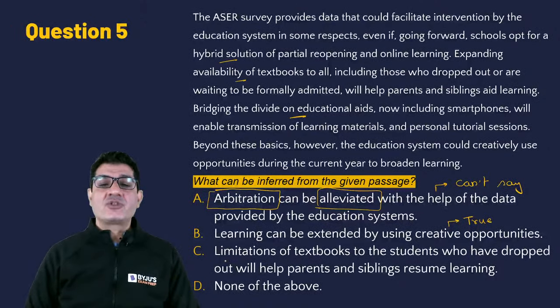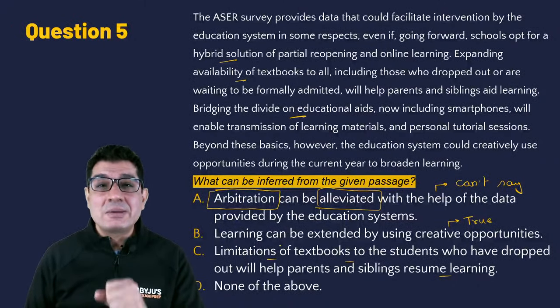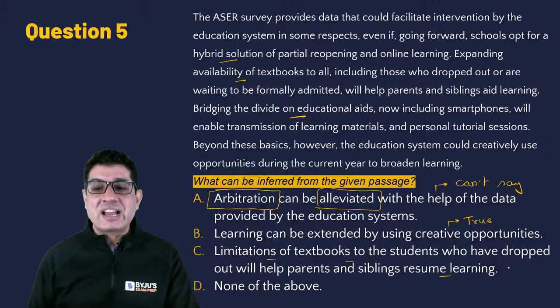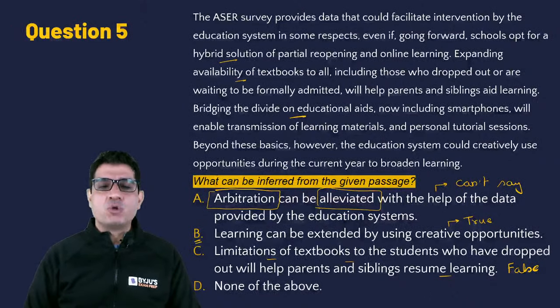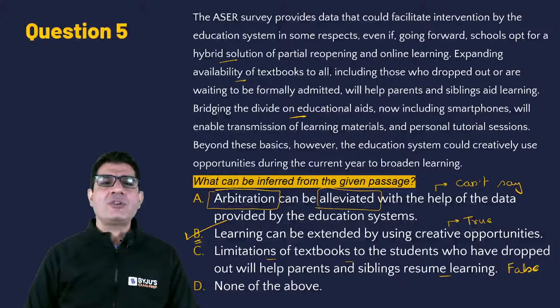C is actually false. Notice limitations of textbooks to the students will help parents and siblings resume learning. Limitation or availability? Limitation will actually have a contrary effect. You want it to reach everyone. So that's false. And because B is true, we can rule out D. So the best answer, which the majority has actually marked, is also the right one, option B.